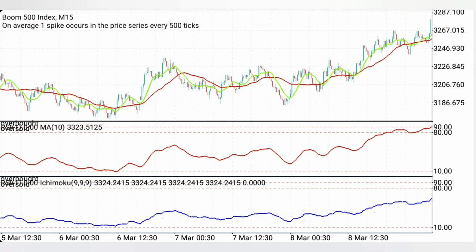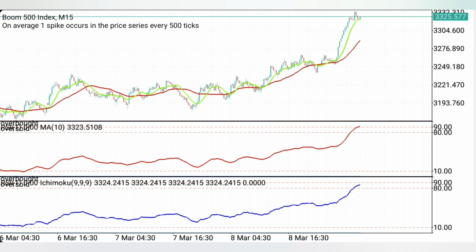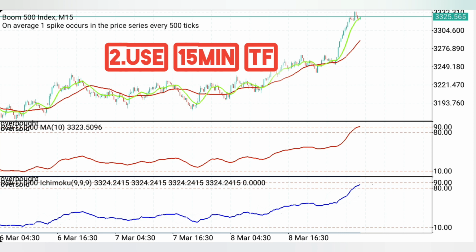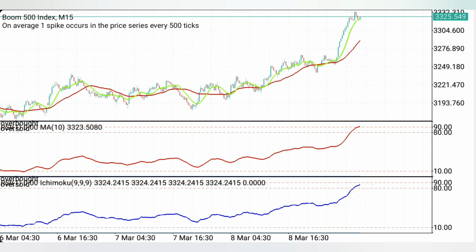Another thing that you should understand is that you always trade on the 15-minute time frame. The 15-minute time frame is what you are going to trade. So rule number 1 is that you can trade any pair basically, except for step index. Rule number 2 is that you trade on the 15-minute time frame.